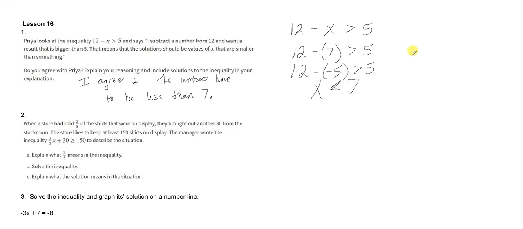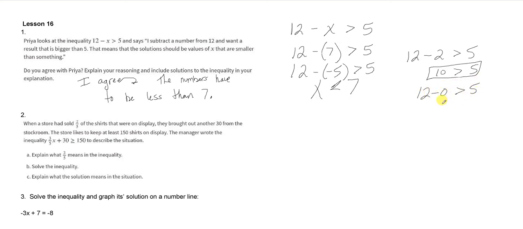And so you could give some answers in your response, numbers that are less than 7, like 12 minus 2 is greater than 5. That's 10. That's an example right there. Numbers like 0, 12, take away nothing is greater than 5.